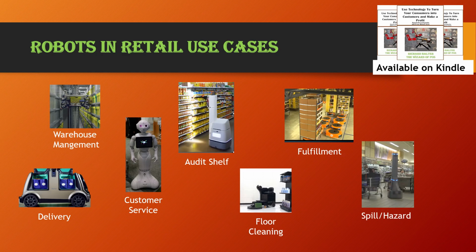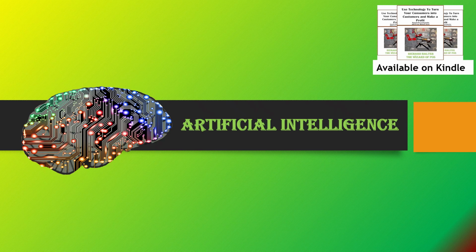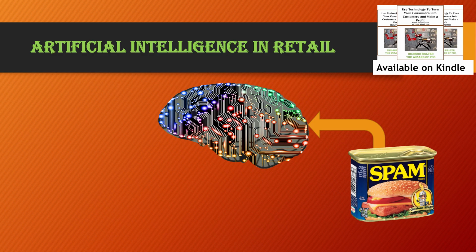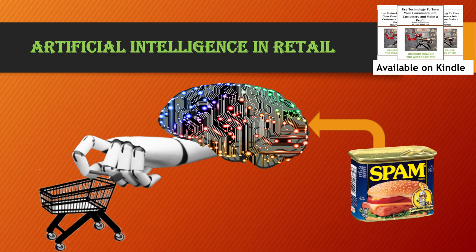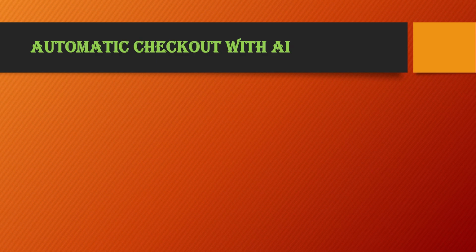Fulfillment, being able to manage fulfillment so that when customer orders do come in, you can handle them with the robots. And of course, spill and hazard management to make sure people stay safe. To make all of this work, we need artificial intelligence to help make good decisions without our help. AI allows us to figure out what the customer wants and directs the robot to put it into the shopping cart. So now let's take a look at this automatic checkout and exit using AI.